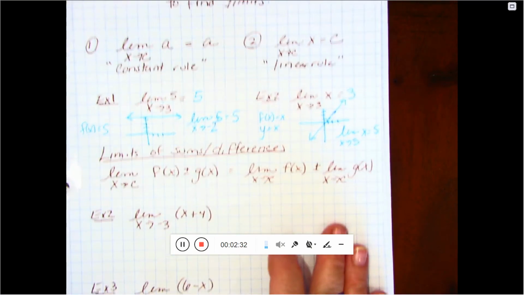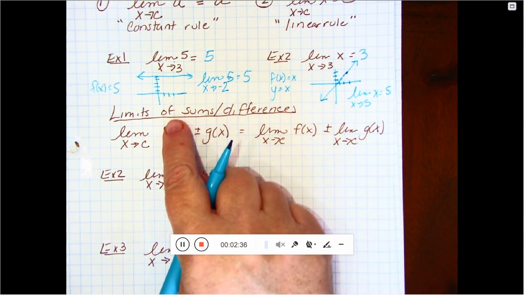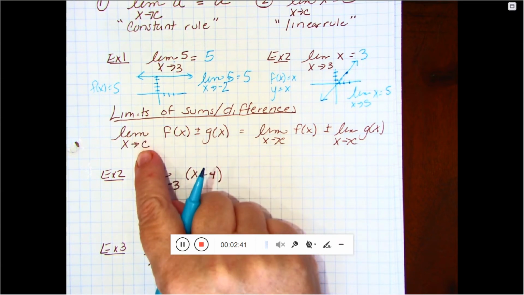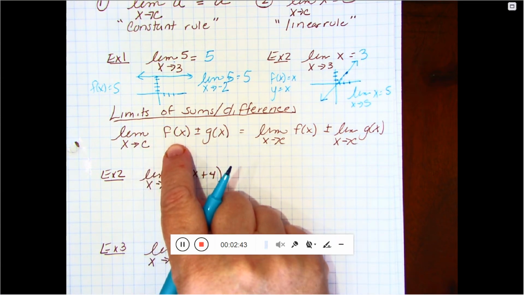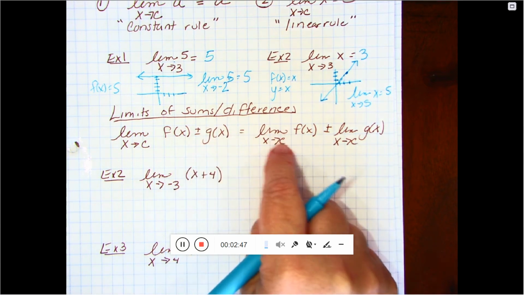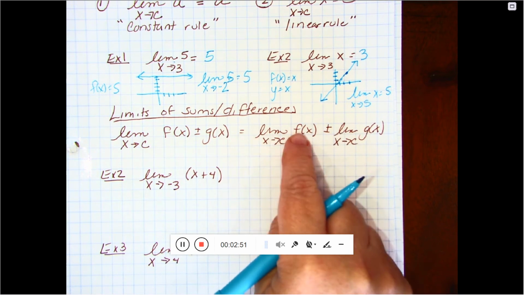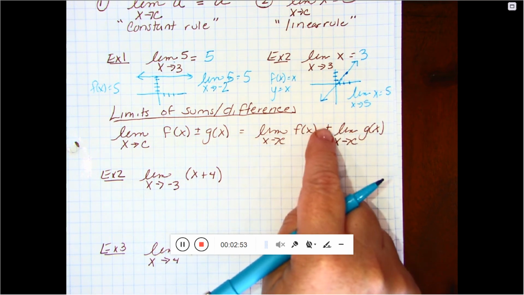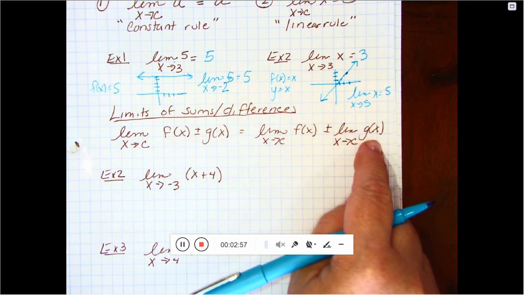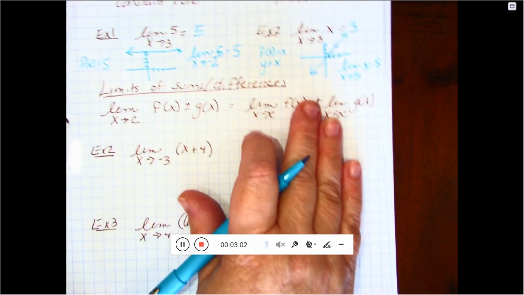Now let's look at what happens when we add or subtract two functions. So this refers to the limit of sums or differences. If you have the limit as x approaches c of some function f of x plus or minus some function g of x, you can look at their individual limits, the limit as x approaches c of f of x, and add or subtract it to the limit as x approaches c of g of x. So this mainly applies to polynomial type functions.